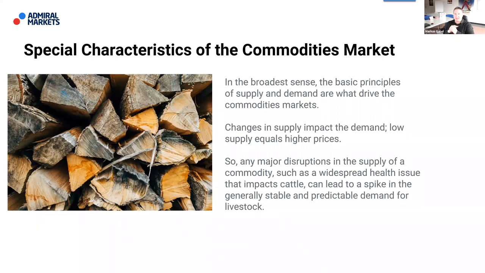So let's talk about the special characteristics of the commodity market. In a broader sense, the basic principles of supply and demand are what drive the commodities markets. Claudia, did you hear me? The basic principles of supply and demand. Is that what drives the commodity markets? And by the way, every market, Forex, shares, stocks, indices, futures, whatever. Every kind of trading is based on supply and demand, no more, no less. And if you don't know the market really clearly and carefully, you cannot become successful. And this is why I talked to Claudia at this point.